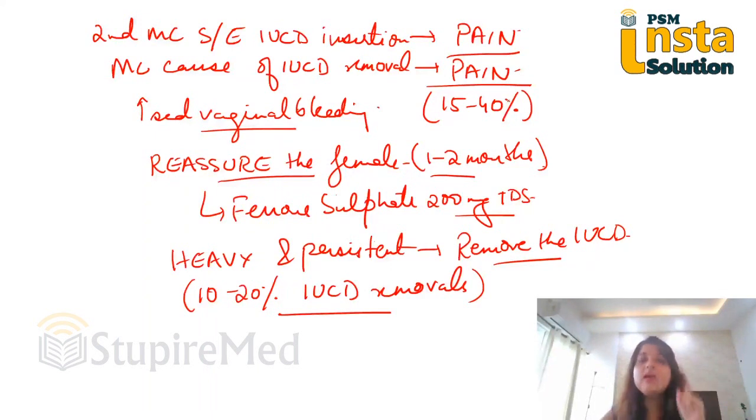So this was Insta Question number 5 for the day, where there are 3 golden points to remember. Which is the most common side effect of IUCD insertion? Increased bleeding. Which is the second most common side effect of IUCD insertion? It's pain. And the third one, which is the most common cause of IUCD removal? It is pain. I hope I'm clear to all of you.